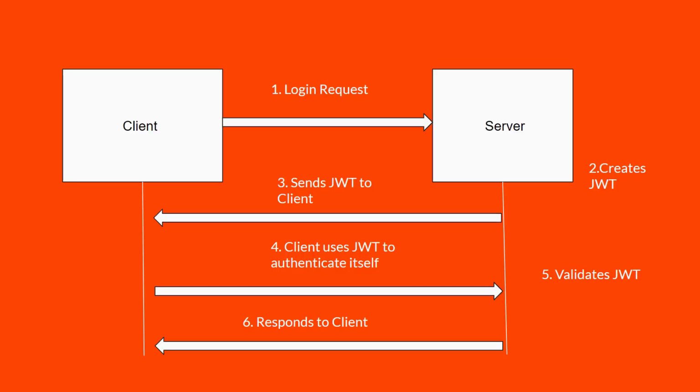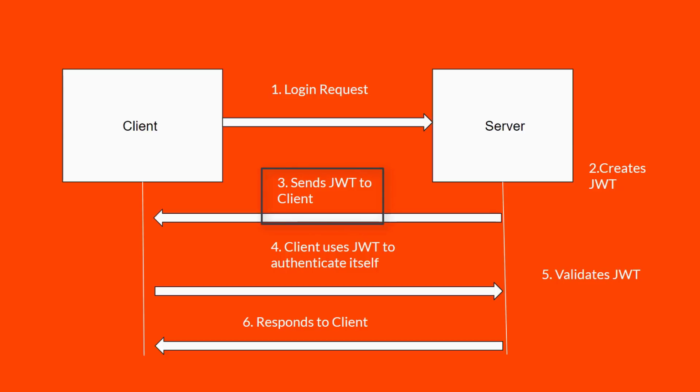So let's have a look at our authentication flow, how it would look like on the high level before we go and implement it. So first of all, we have a client who wants to log into our server. The client makes a login request to the server by providing the credentials. The server receives this information and validates the credentials. And if they're matching, it creates a JSON Web Token and sends this information back to the client.